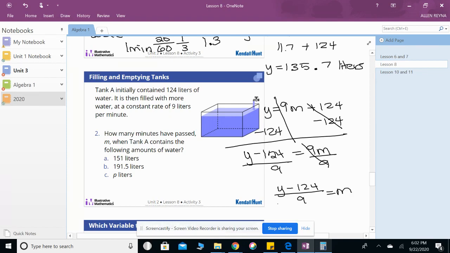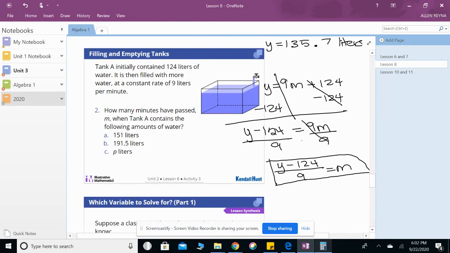But wait a minute, doesn't this look complicated? You know what? It's really not that complicated because all you're doing is subtracting and then dividing. And it does all the work for you, basically. So it makes it easier to put it into a calculator if you did want to use a calculator.